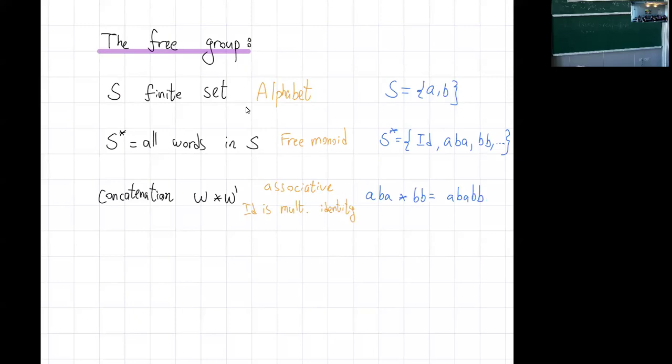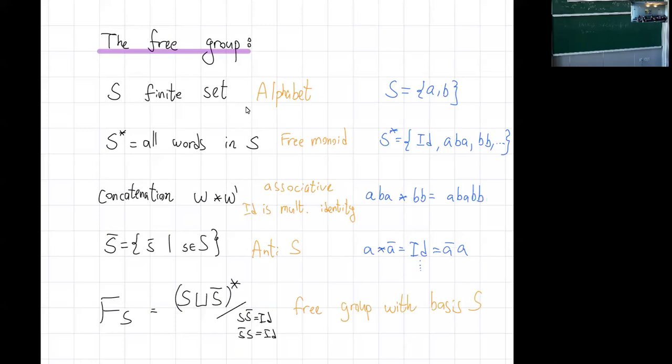And when I have two words, I can concatenate them. That's just a notion of a product over the free monoid. So for example, ABA concatenated with BB is ABABB. And this gives us an associative product, and an identity element is the empty word. So we have a monoid, as I said. But the problem with the free monoid is that it doesn't have inverses. I'm a group theorist, and I want something to be a group.